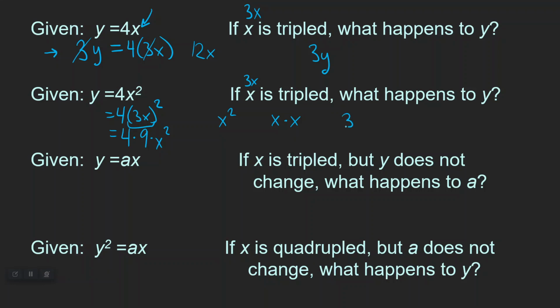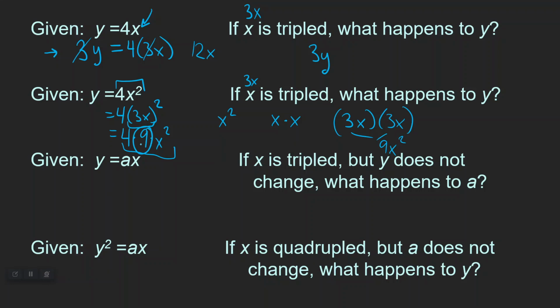So really, when we triple x once, we're actually tripling both of these. So it's 3x times 3x, and that's how we get the 9. We multiply the 3s together, and then the x squared. So notice, we originally have 4x squared. Now we have 4 times 9x squared. This 9 is a new factor.